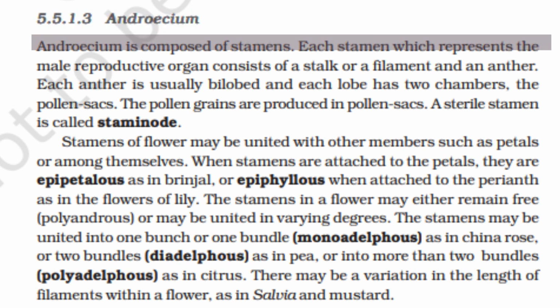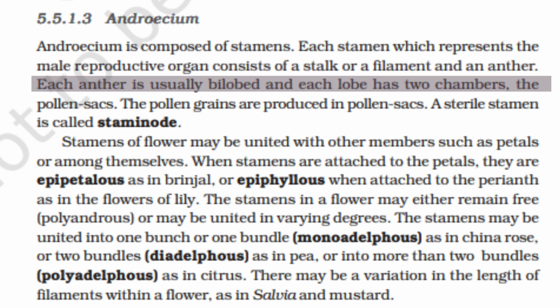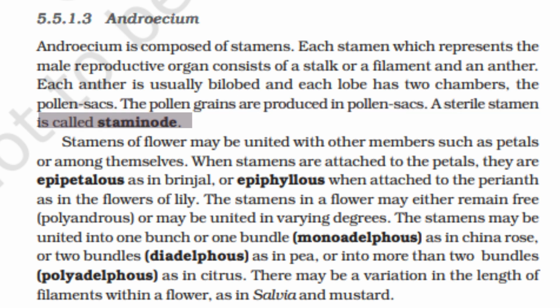Androecium. Androecium is composed of stamens. Each stamen, which represents the male reproductive organ, consists of a stalk or a filament and an anther. Each anther is usually bilobed, and each lobe has two chambers, the pollen sacs. The pollen grains are produced in pollen sacs. A sterile stamen is called staminode.